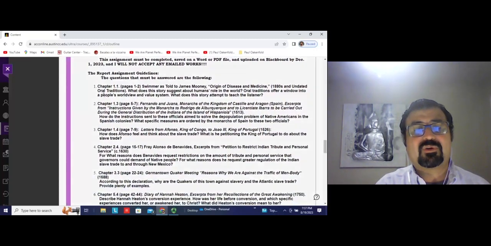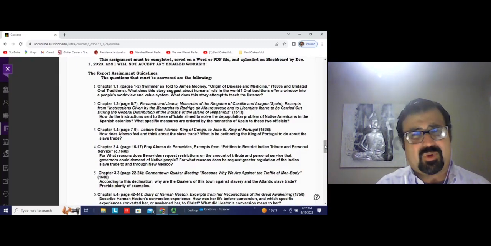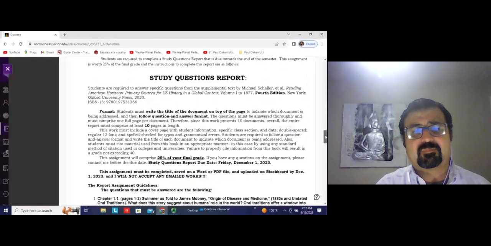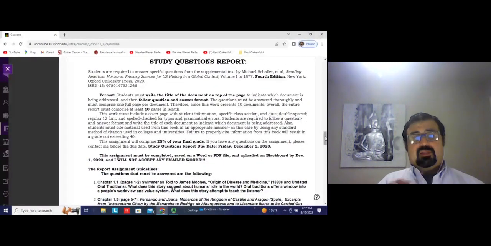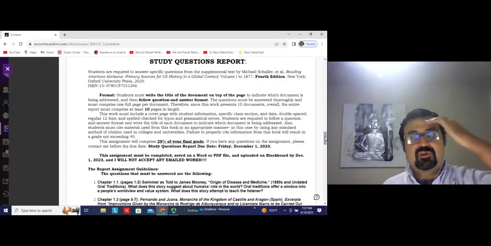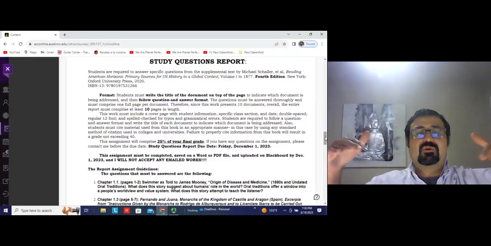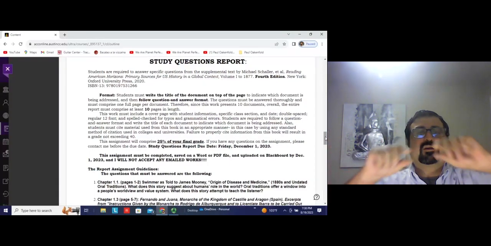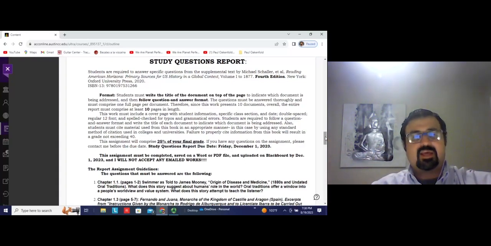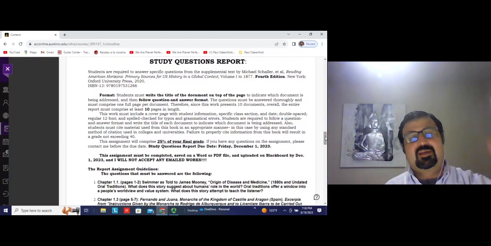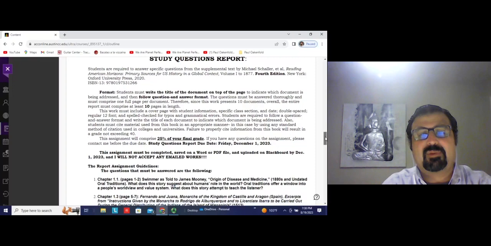It tells you the chapter, the page number, the title of the document, and also which questions to answer. One by one, all those 10 documents are listed here, with their page numbers and the questions. The format that you must follow is you have to write the title of the document on top of the page, and then follow a question and answer format. Write the question and then the answer, question and then the answer. When you move into a new document, write the title on top of the page, and then continue with the same procedure, again, one by one.